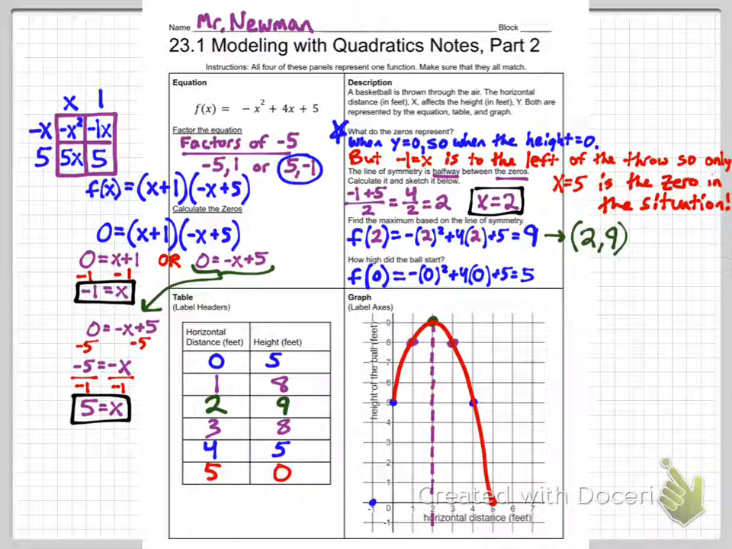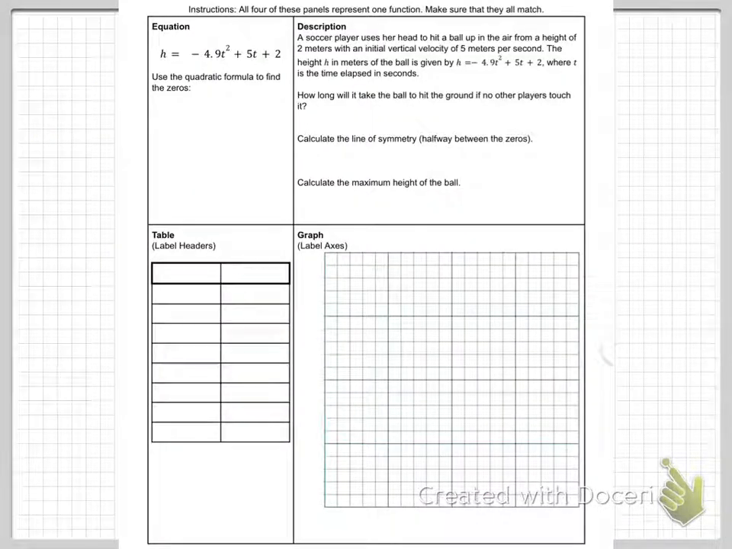Let's go on to the back and see another kind of situation where you will need a calculator, but again, we're going to use our knowledge of zeros to calculate it instead. So, here a soccer player uses their head to hit a ball up into the air from a height of 2 meters with an initial velocity of 5 meters per second. The height h in meters of the ball is given by this equation, where t is the time elapsed in seconds. So, first thing I ask you to do is use the quadratic formula to find the zeros.